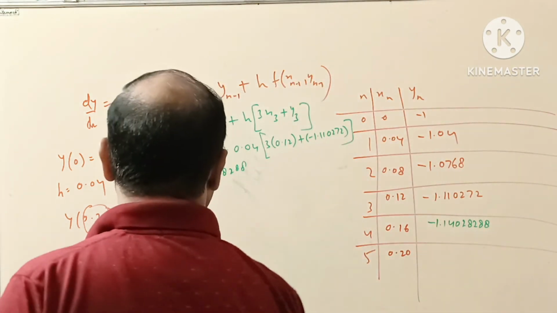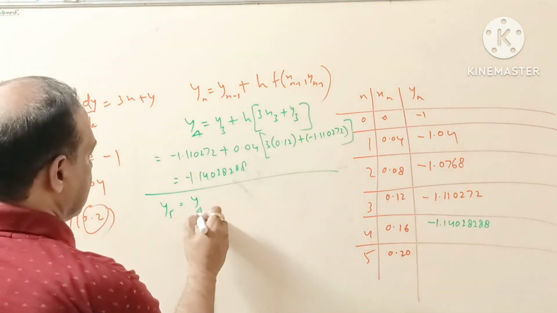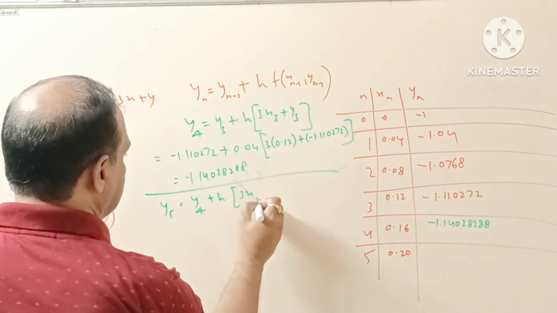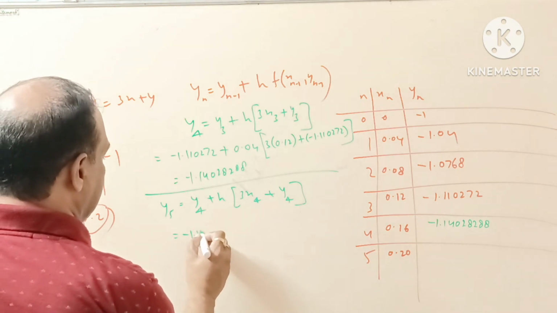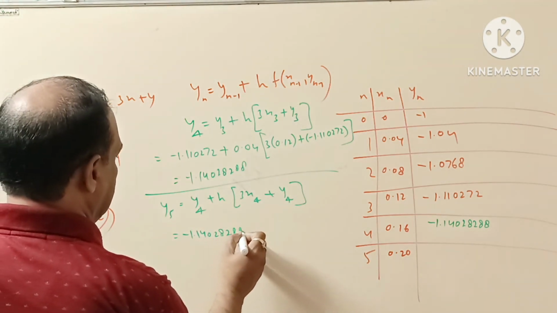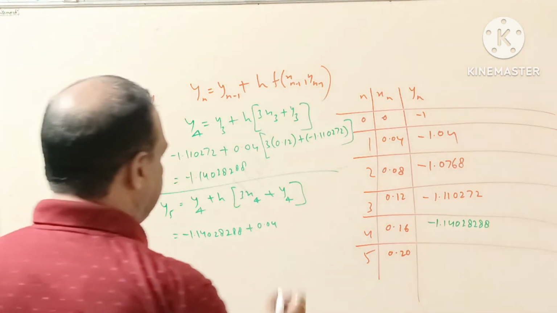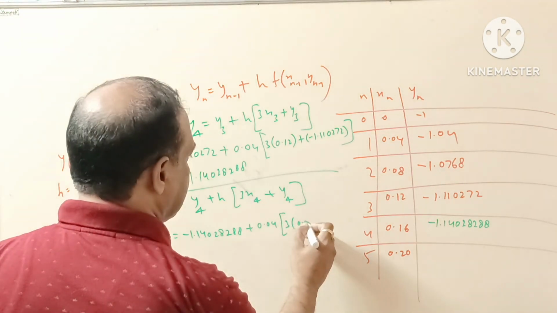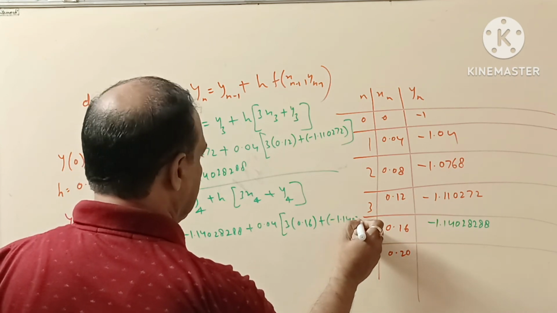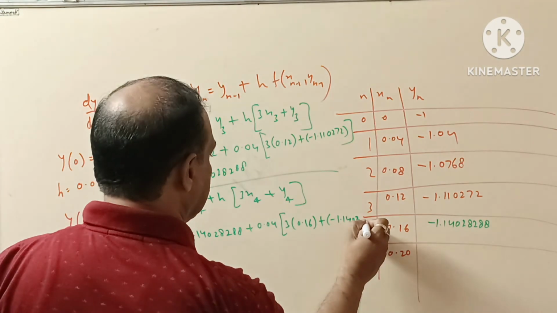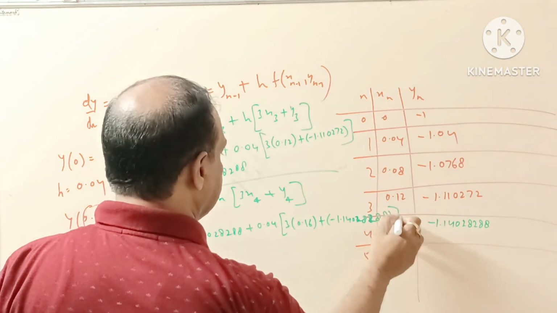Now for the last term, the fourth term, the value of y5, because y5 is the required answer. This is y5 equals y4 plus h times 3x4 plus y4. y4 is minus 1.1402828 plus 0.04, and in the bracket you have 3 times 0.16, this is x4, plus minus 1.1402828. Okay, this is the value.